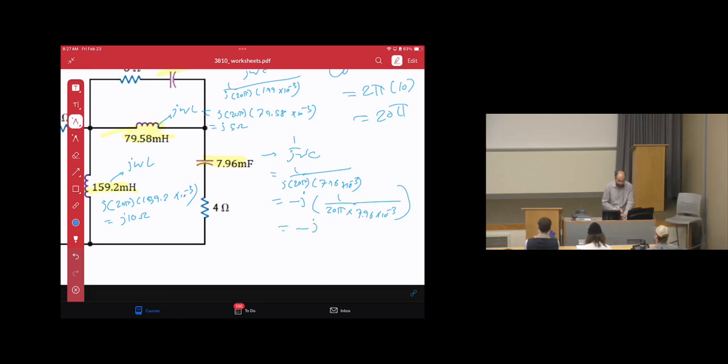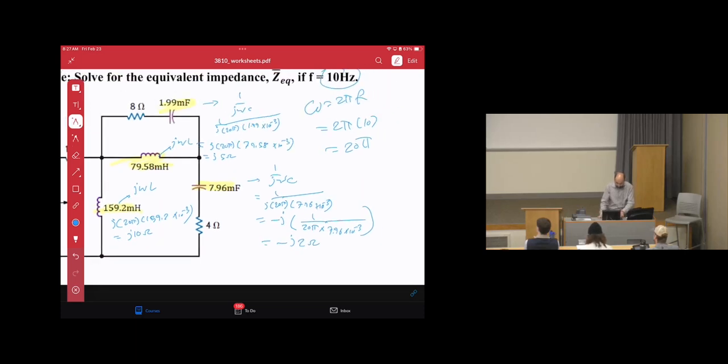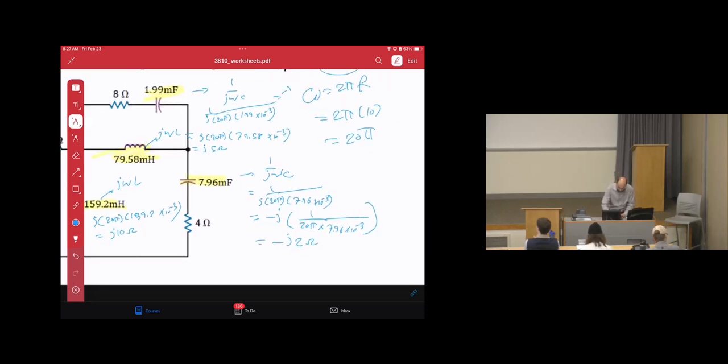So it will be negative j. Then the answer will be 2, so negative j2 ohms. Then for that one, the same thing, it will be negative j. Then put the other in the calculator, it will be 8, negative j8 ohms. Okay? So you need to be clever on how to do this in the calculator. You don't need to put 1 over j. 1 over j is negative j. Just put the constants to find the answer. So you can save more time.